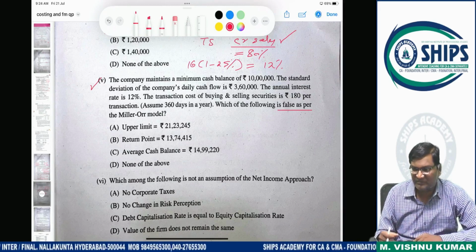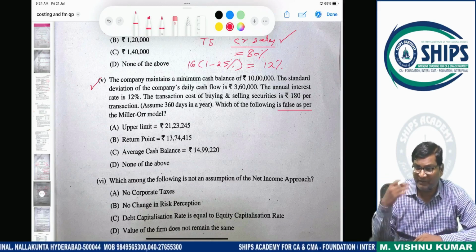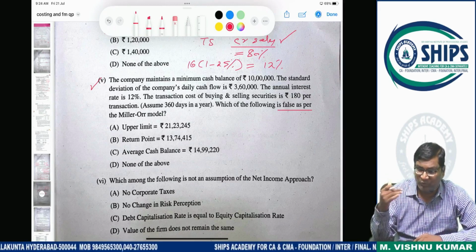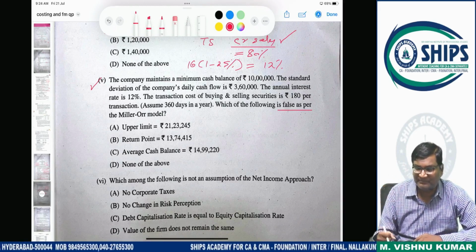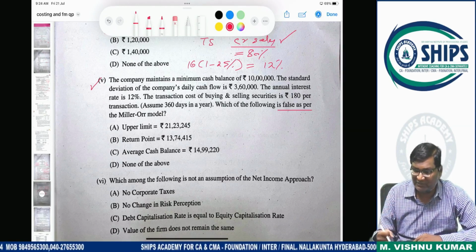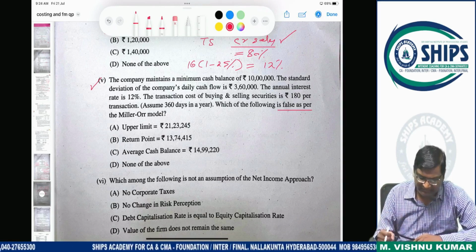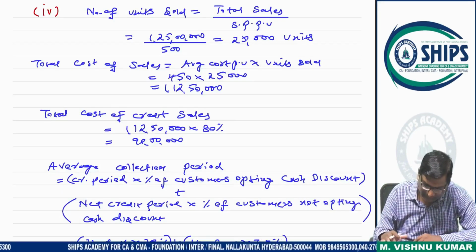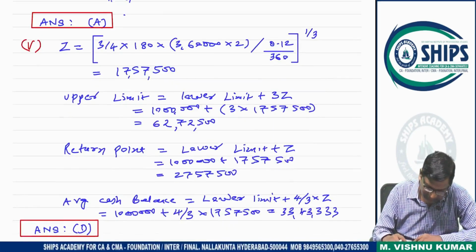Here generally the upper limit, lower limit, and control point discussions will take place. Any student who has knowledge about this can solve it. Otherwise, they cannot understand this. So we'll start this one.